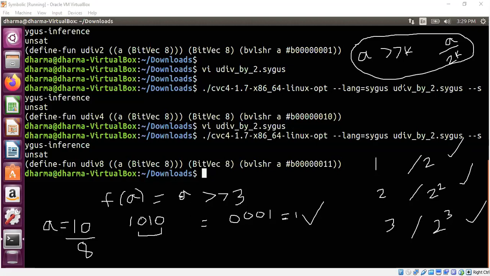Okay, so to sum up, what you have seen so far is how to synthesize a division function, right, without using the division operator. Okay, that's the first part of this demo. In the next part, I will show you how to synthesize division of signed numbers, which are much more tricky. Okay, thank you very much.